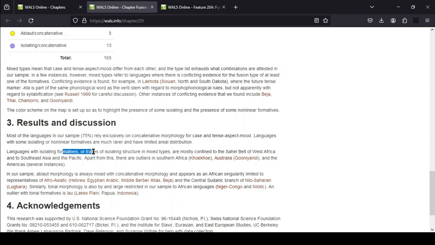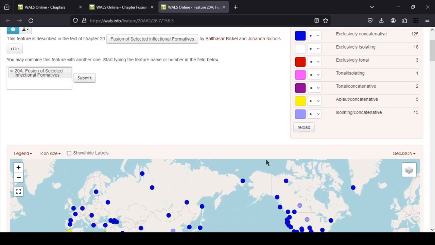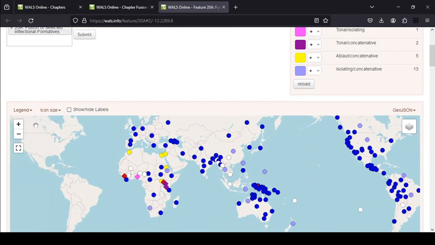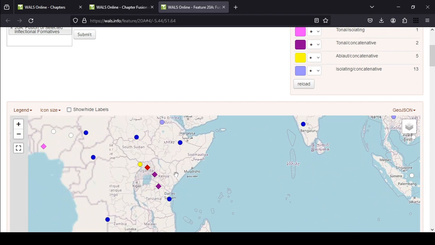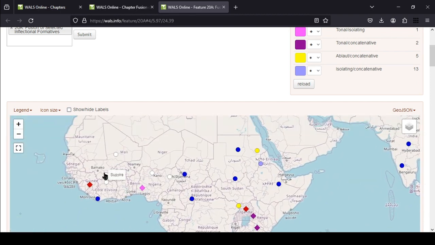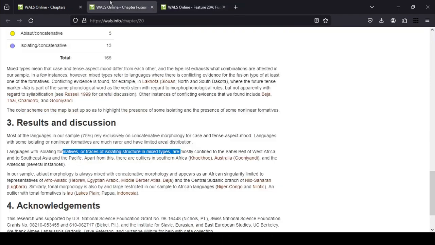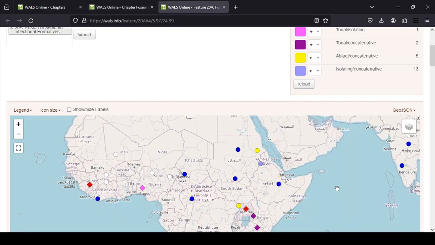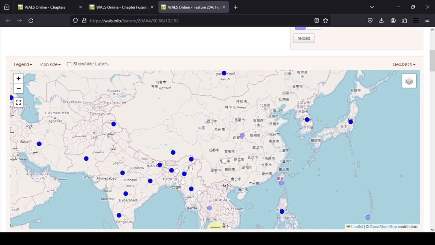So, languages with isolating formatives, or traces of isolating structure, are mostly confined to the Sahel belt of West Africa. So, we can see here we have a lot. I didn't even notice this, or at least I think I didn't. We have a lot of isolating fun here in the Sahel Belt. Also right here. And to Southeast Asia and the Pacific, which I did mention.